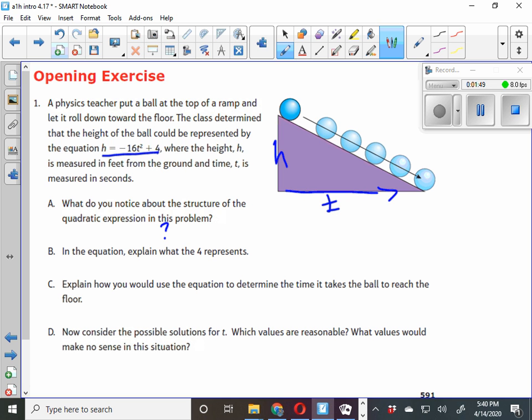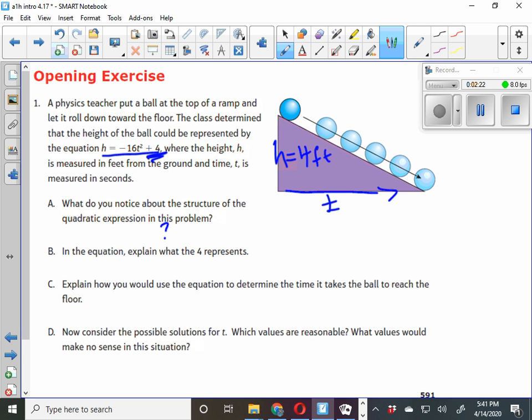In the equation, explain what the 4 represents. Well, that 4 right there, doesn't that represent the height that it starts at, right? And let's see, measured in feet, so we probably should put feet here. All right, explain how you could use the equation to determine the time it takes for the ball to reach the floor. That's interesting. Now, we could factor this.